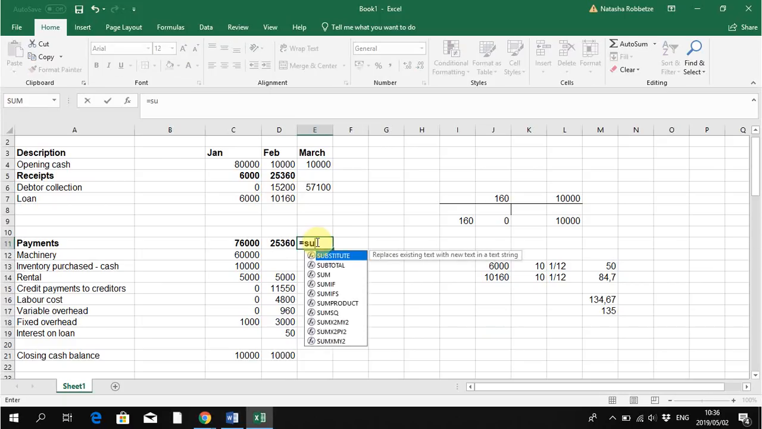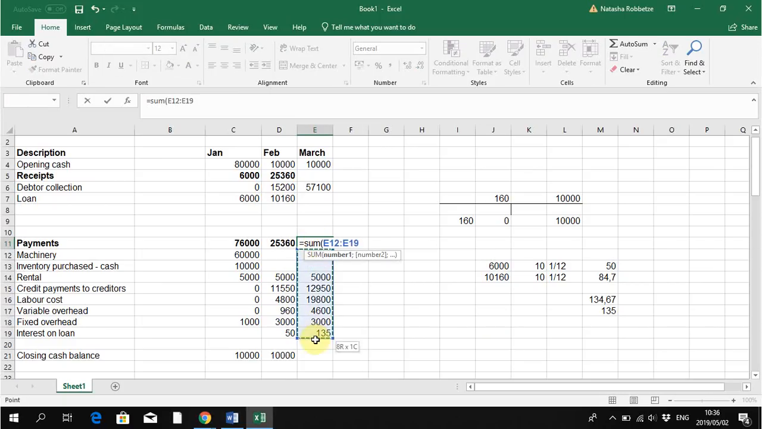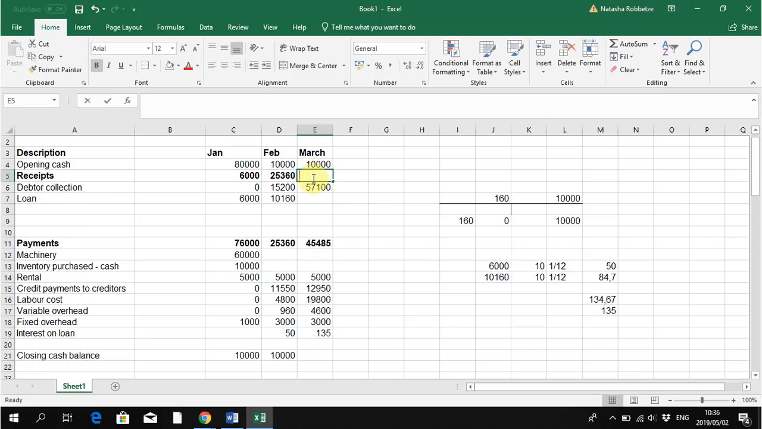We're going to get to the sum of all our payments, and then we also need to indicate our receipts. And the final balance, the opening balance plus the receipts minus the payments, gives us a balance of 21,615. And it means that in March, we will not be required to make a loan to get to the minimum of 10,000 Rand in our bank accounts.